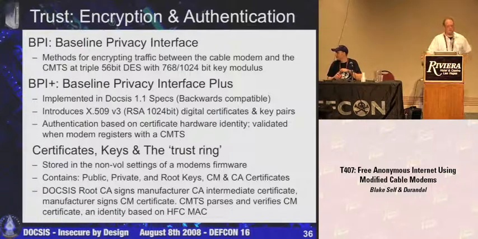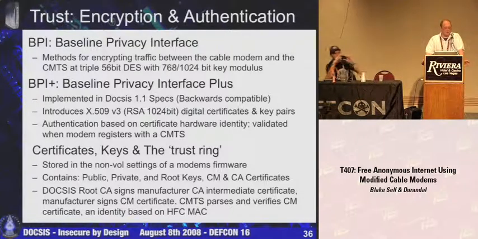Baseline Privacy Interface Plus is basically implemented in DOCSIS 1.1. It's backwards compatible, meaning it still uses encryption between the CMTS and the CM, but it adds X.509 digital certificates, which are used for authentication between the modem and the CMTS, basically proving your identity. That's really what it comes down to. Motorola calls this the trust ring. I've heard other companies call it the web of trust. These are stored in the non-vol settings of the modem.